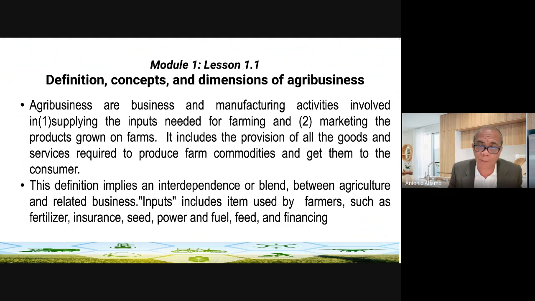Now, this definition implies interdependence, a blend between agriculture and related business. Inputs include items used by farmers such as fertilizer, insurance, seed, power, fuel, feed, and financing.